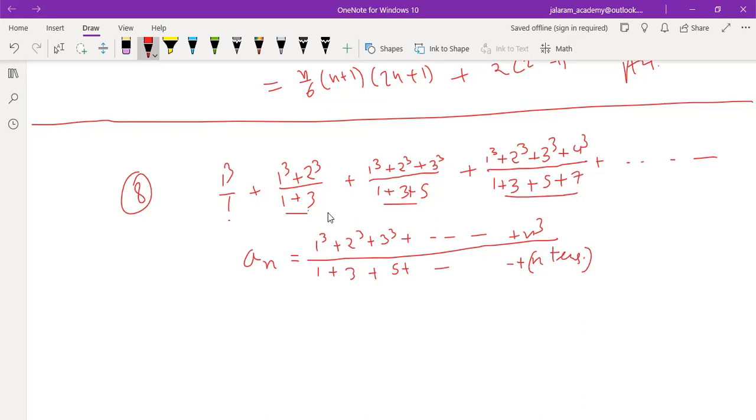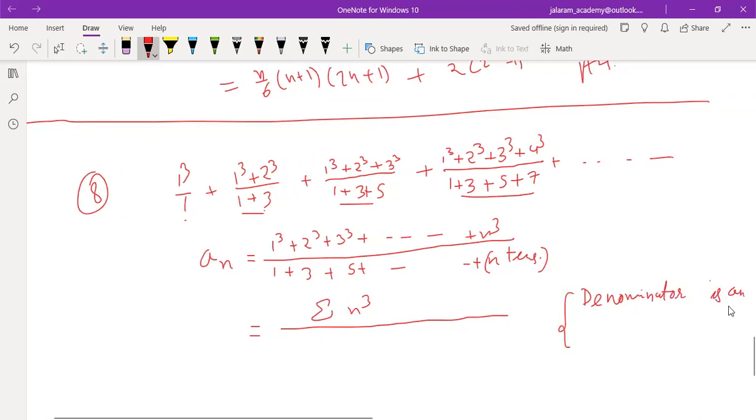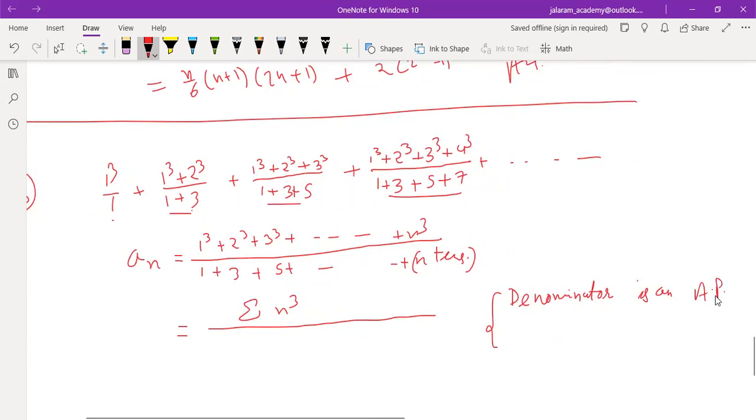This is an AP, 1 plus 3, with common difference 2 and first term a. Now we have to find the nth term. Then the numerator is sigma n cube and the denominator is an AP. How to find the denominator? Denominator is an AP. How do you know? When we find, first term a equals 1 and the difference is 3 minus 1 equals 5 minus 3, which is also common.